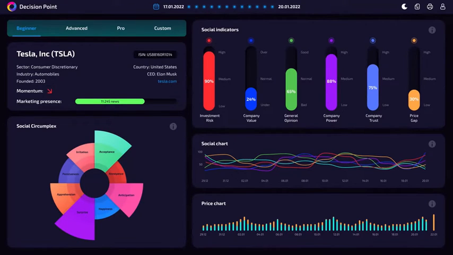Great. So let's take a short look over the mini dashboards. The first mini dashboard that you can see here on the left-hand side contains some simple information about the company. You can see the name of the company, the sector, the industry, the year in which it was founded, also the country, the CEO, and the website. This is just some basic information about the company.